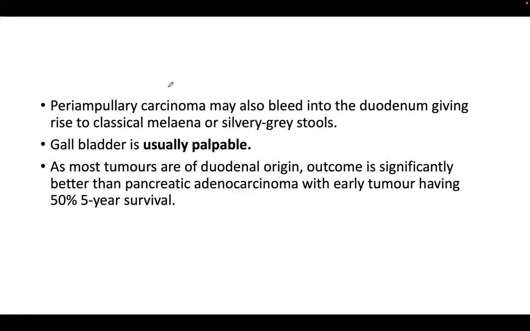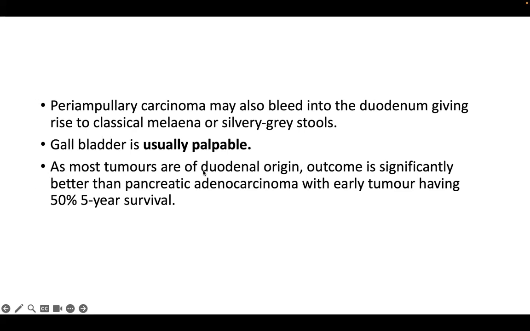Periampullary carcinoma may also bleed into the duodenum, giving rise to melena. That is your silvery gray stools. The silvery gray stools are because you have obstructive jaundice, so you anyway have pale stools, and then you have the slight melena as well. Therefore, you will have silvery gray stools. The gallbladder is usually palpable in this case as well. Same story: the obstruction is below the level of the gallbladder, so it will distend the whole system, including the gallbladder, because the gallbladder won't be fibrosed.